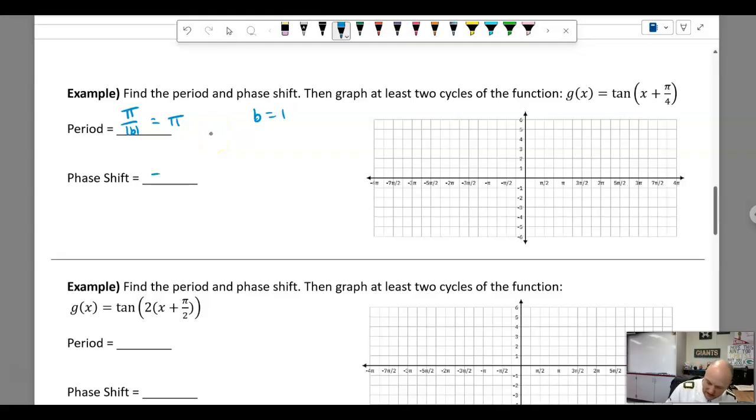But we do have a phase shift. Our phase shift is going to be negative pi fourths, because that's our C value, okay? So my graph, I'm going to go ahead and graph the center of my graph. I'm going left pi fourths. So here is my center.